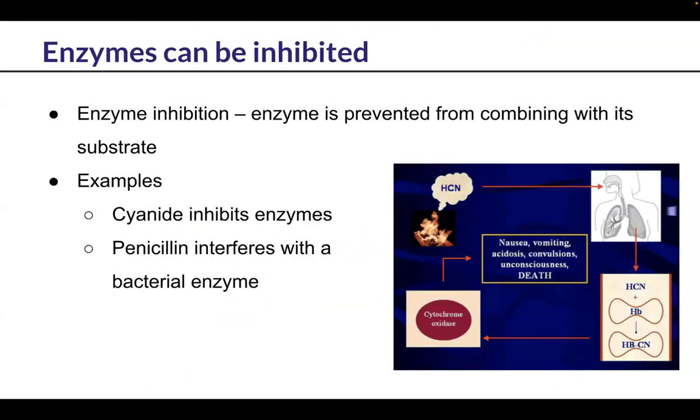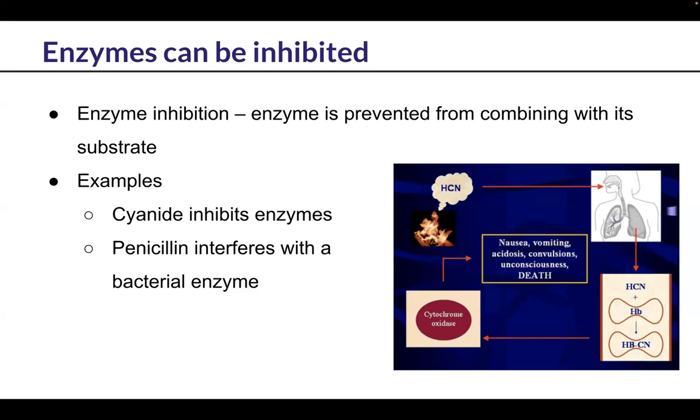So enzymes can also be inhibited. There are multiple ways that enzymes can be inhibited. You can have another component or another substrate that blocks the enzyme and makes it so that it can't bind the substrate that we want to bind onto the enzyme.